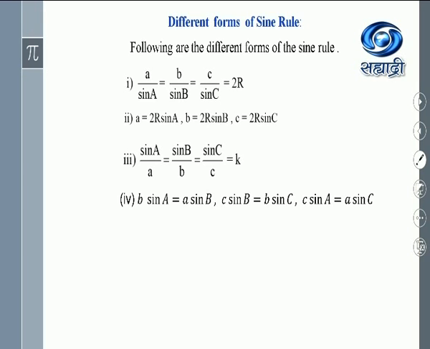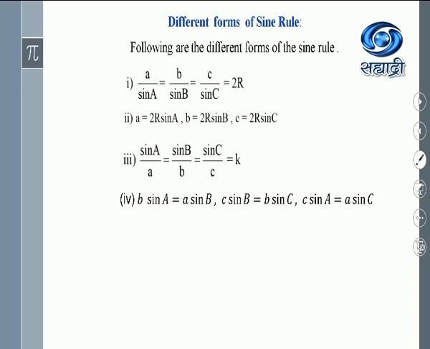Now, the fourth one. See, the fourth one is what? b sin A is equal to a sin B, c sin B is equal to b sin C, and c sin A is equal to a sin C. See how? Consider this ratio, and in that ratio concentrate on these two terms with the equality sign. You will have to concentrate on these two terms and cross multiply. What you will get? This is a sin B is equal to b sin A.